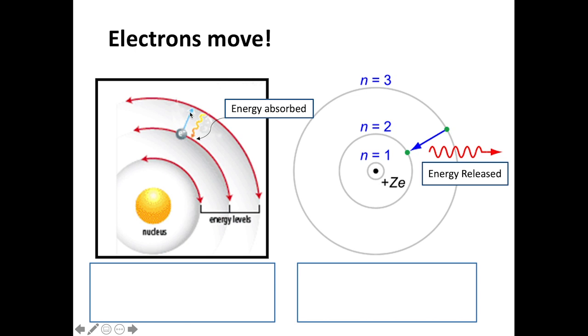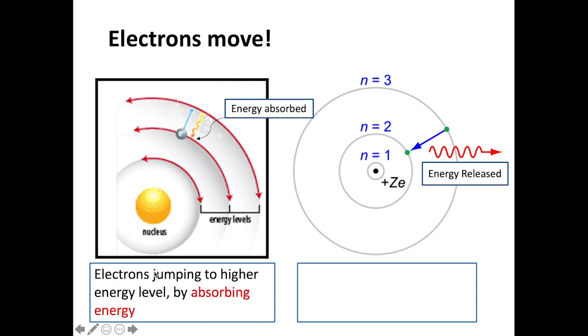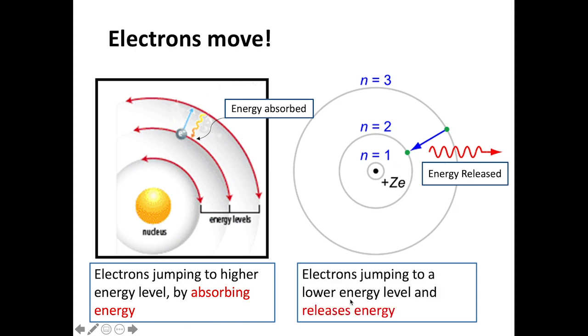Electrons can move between different energy levels. If energy is absorbed by the atom, during a chemical reaction for example, electrons can shift up one energy level. If energy is released, they will go down an energy level. So they jump to higher energy levels by absorbing energy, when they have energy added, and they go lower when energy is released.